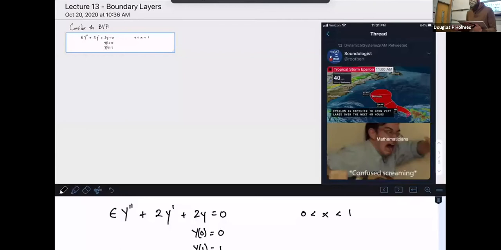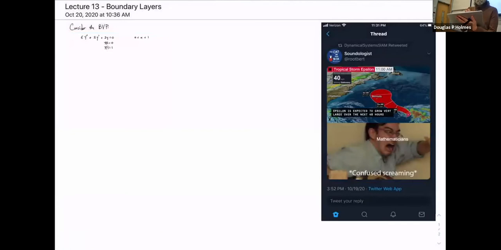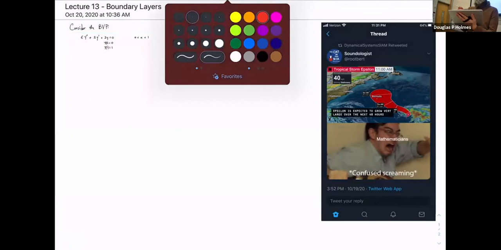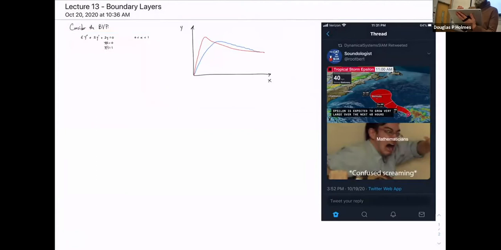We're able to do that because this is a problem we can solve analytically. So let me just sketch out what that looks like. I'm plotting y of x, and what we have is something like this. This is what's occurring as we decrease epsilon. And this region over here, which I'll draw in red, is the width of our boundary layer, and that width is increasing as epsilon increases.